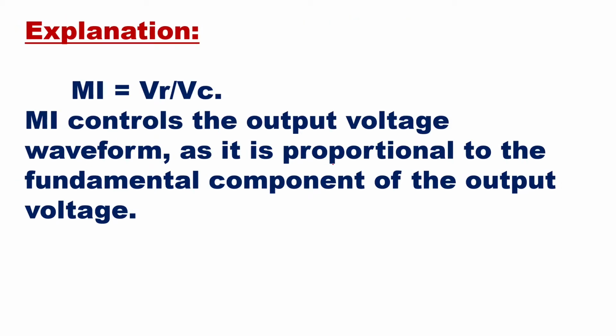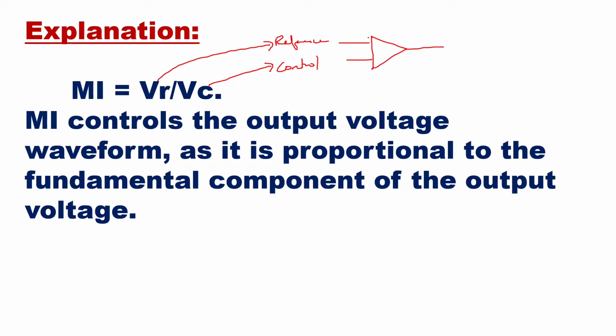For that we can have an explanation. Modulation index is equal to VR upon VC. Here VR is the voltage of the reference signal whatever you are giving, and VC is the voltage of the control signal. Both these signals we give to a comparator, and then the output of the comparator is taken to drive the SCRs of the inverter circuit. That is the concept of the PWM technique.